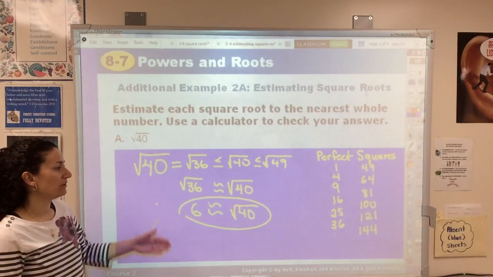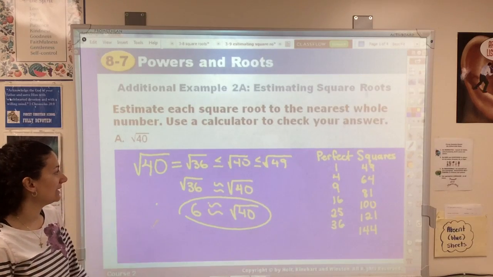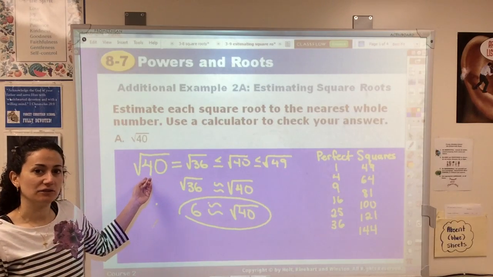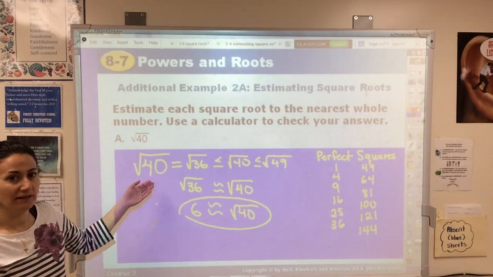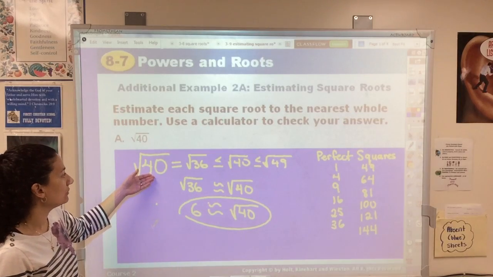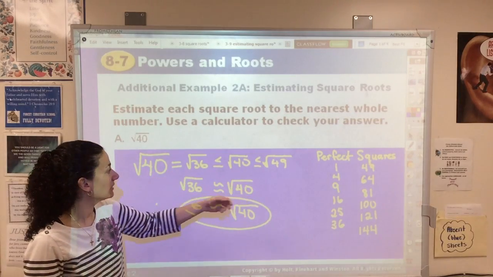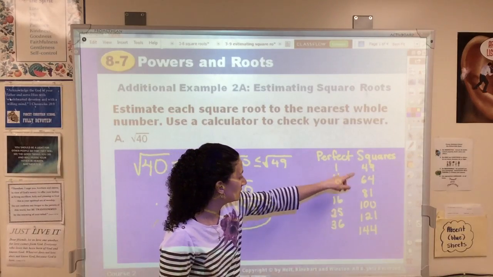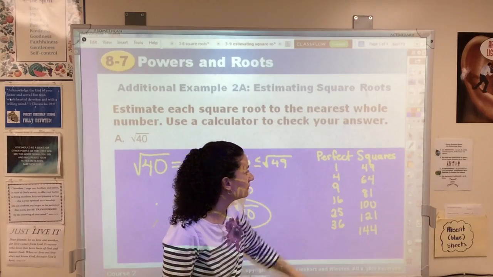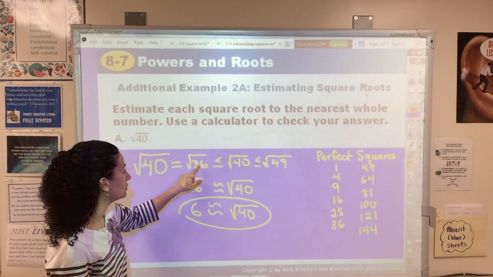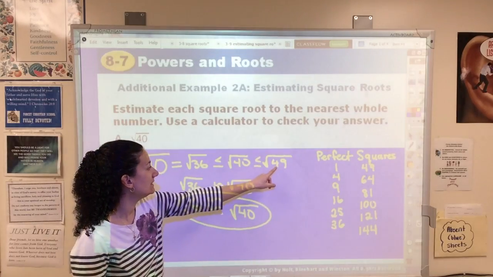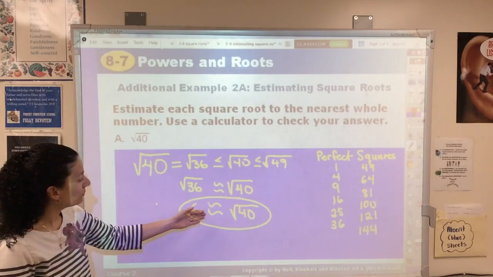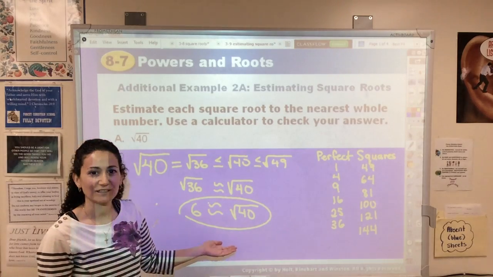So what did I do there? While you're copying this, make sure you understand what I did. Because I couldn't find a perfect square root of 40, and I don't know what it is without a calculator, I looked for the closest perfect squares to 40. When I looked through my list, 40 fell in between 36 and 49. It was closer to 36 than 49, so I found the square root of 36. So that means the square root of 40 is about 6. It's going to be 6 point something.